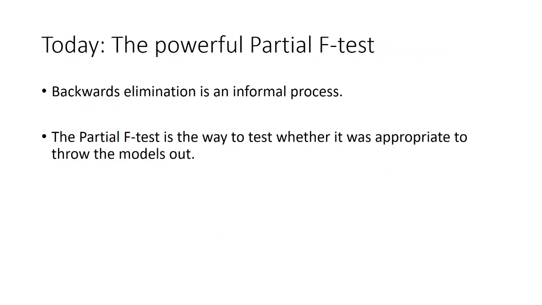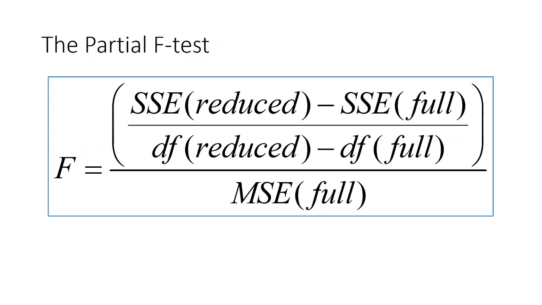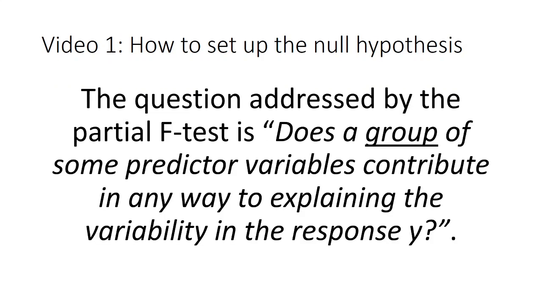Well, now we have to go to actually testing what we did. So it's an informal process, and the partial F test is a way to test whether it's appropriate to throw those predictors out. So the partial F test, when we get to it in lesson 2, is the sum of squared errors reduced minus sum of squares of the full, over the degrees of freedom reduced minus degrees of freedom full, and all over the mean squared error of the full. We'll try to explain that in lesson 2. Today we're just trying to set up the null hypothesis.